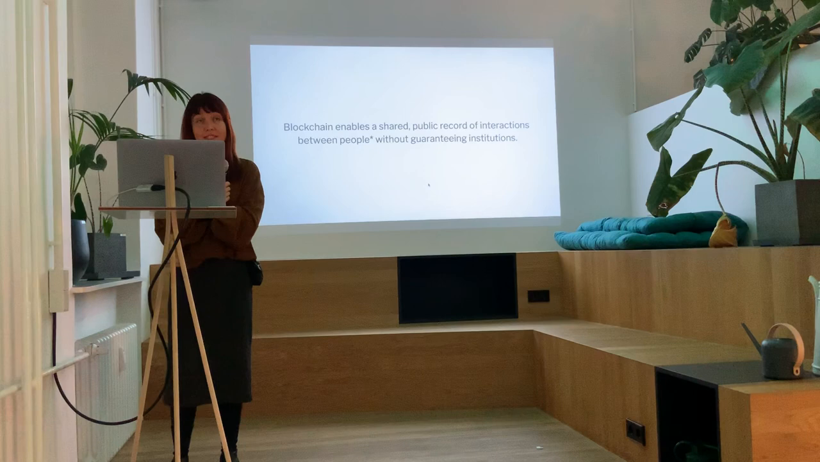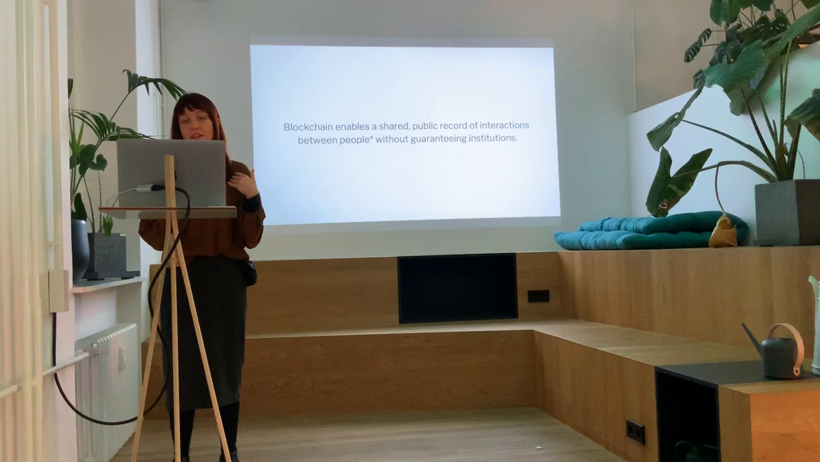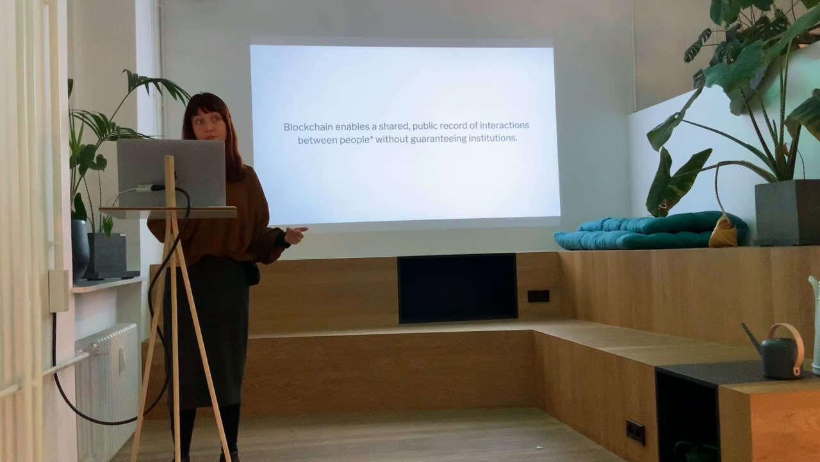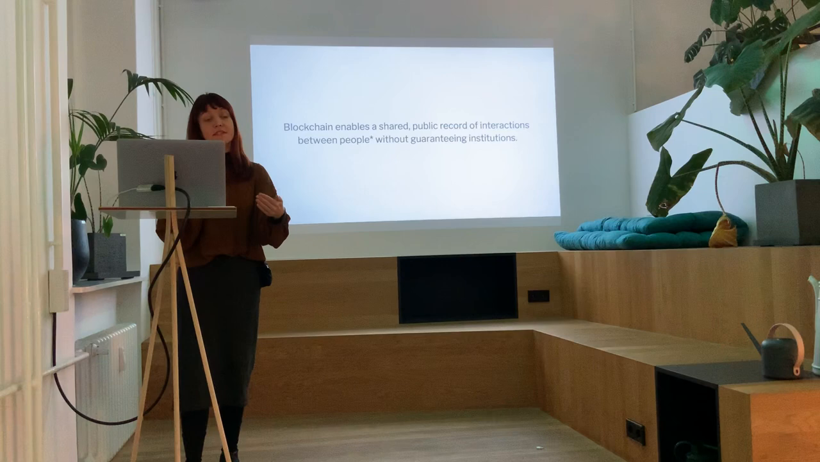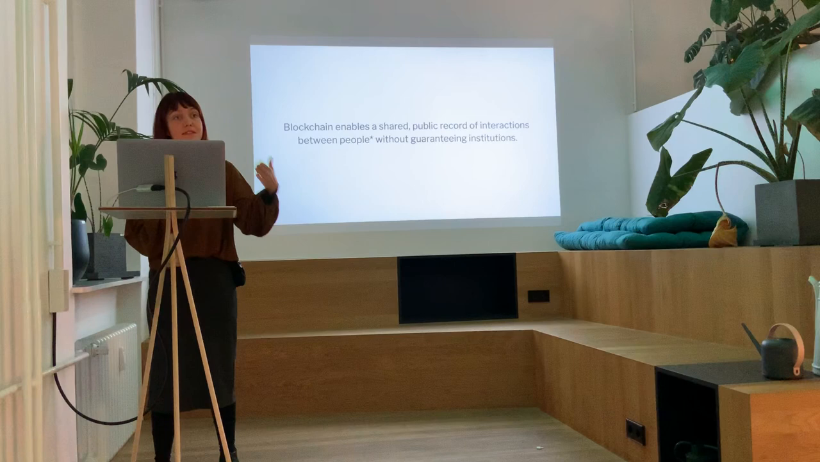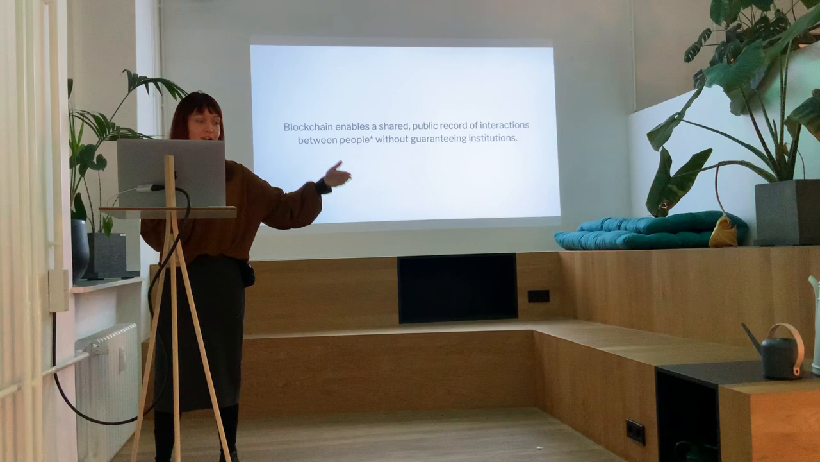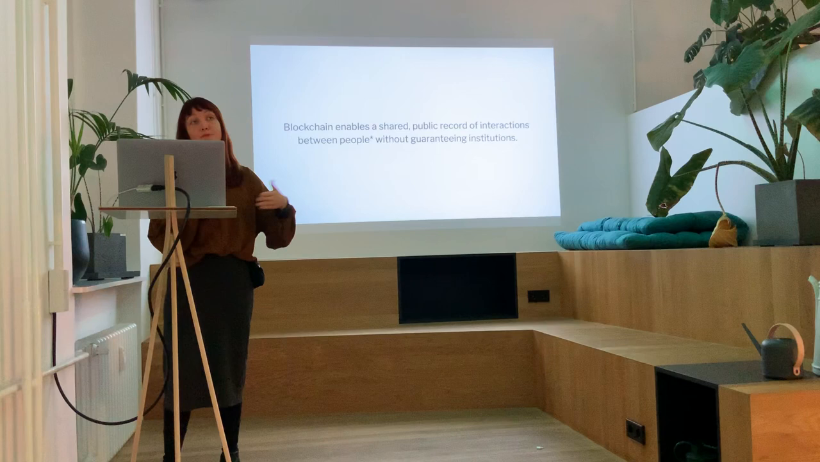So one really simple, useful definition of blockchain is that it enables a shared public record of interactions between people without guaranteeing institutions. It's a technical system where I say, this is the state of the system, I verify that this is the state of the system, another node in the network says, I agree that this is the state of the system, and through this process of agreeing that this sequential period of acts has happened over time, you have a public record of all the acts that the majority of people agree are the canonical history that has happened in this blockchain fictional world.